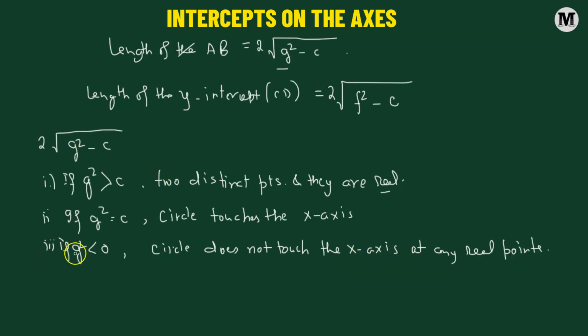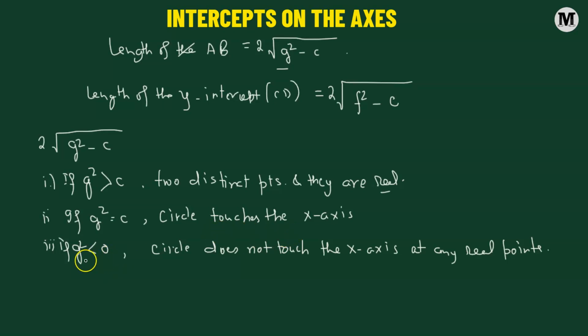So these are the 3 results that we immediately get based on the value of g squared minus c. This also applies for the y-intercept. Similarly, if we get f squared greater than c, then there will be 2 distinct points, and the points are going to be real. That means the circle is definitely going to intersect the y-axis. Next, if we have f squared equal to c, then the circle is going to only touch the y-axis at a single point.